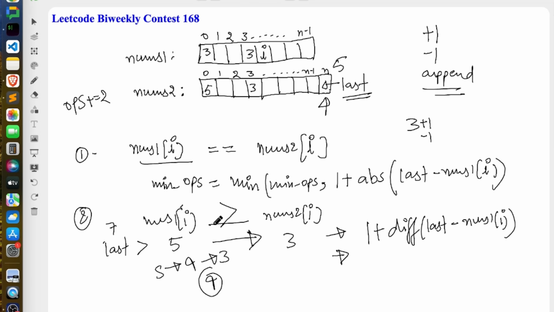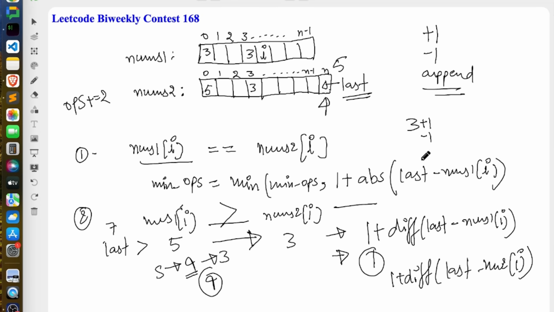Since last comes in between these two numbers, whenever last comes, we can easily do the append operation there. So here we just append, and the number of operations would be just 1. You don't have to apply any plus 1 or minus 1. And similarly, if your last is present in this range, if it is less than nums2 of I, the operation is going to be 1 plus the difference of last minus nums2 of I.